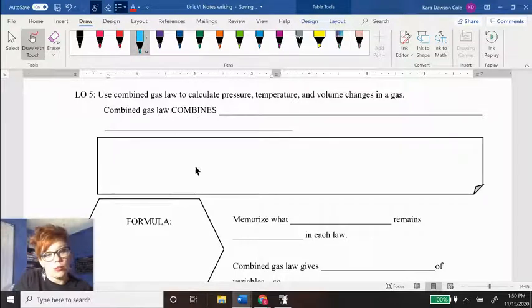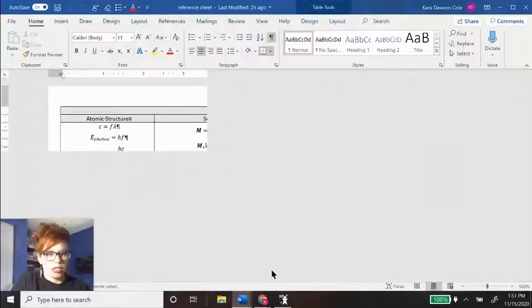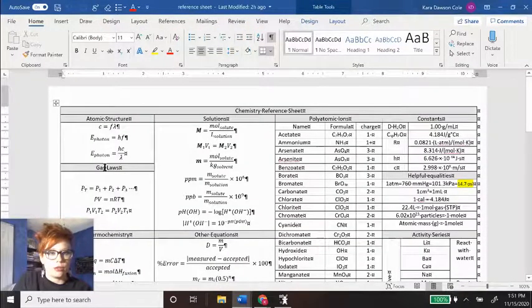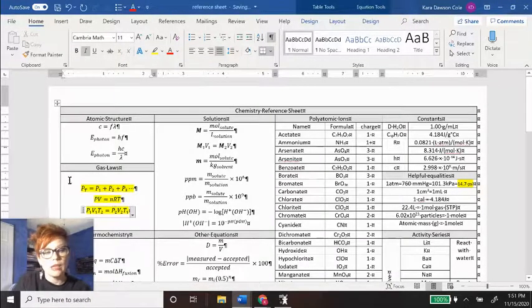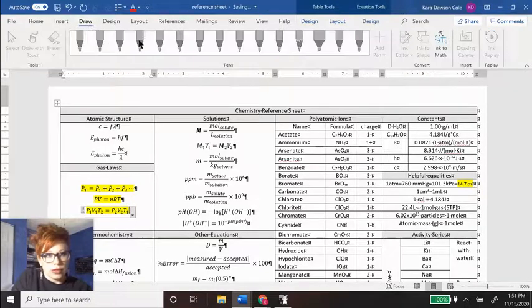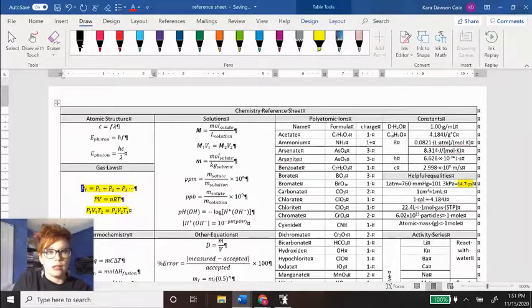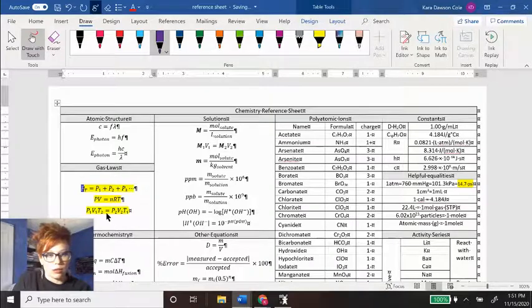So this is Unit 6, Learning Objective 5. This is to use the combined gas law to calculate the pressure, temperature, and volume changes in a gas. If you go to your reference sheet, you will notice that I have given you 3 gas laws here. I only give you 3 because you can actually deal with the others. Boyle's, Charles's, and Gay-Lussac's laws are all tied within this combined gas law.